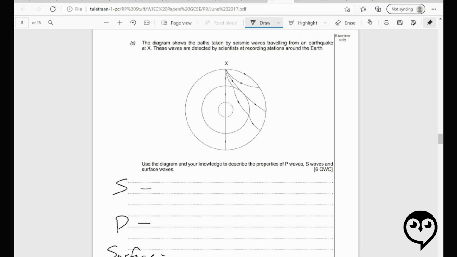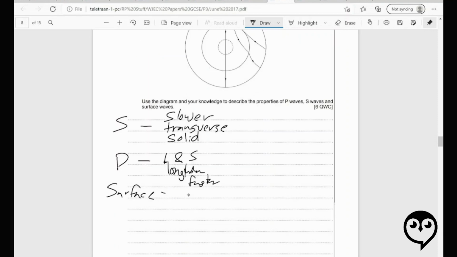We can just summarize what I told you before about the secondary waves. They have the three S's. They are secondary, they are slower, they are transverse, and they only travel through solids. Whereas P waves will travel through liquid and solid. They are longitudinal, and they are faster. We've already talked about this. Surface waves travel along the surface.